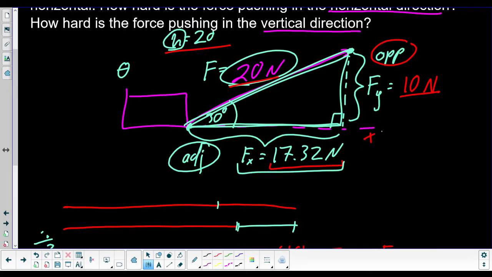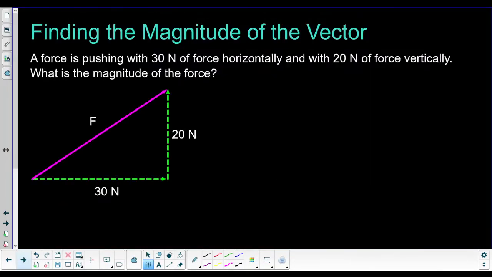So these will never add to be this unless your angle is 0 degrees, in which case you have two things that are laying flat on top of each other. Okay, so there's how we do some trigonometry. Let's talk about finding the magnitude of a vector.